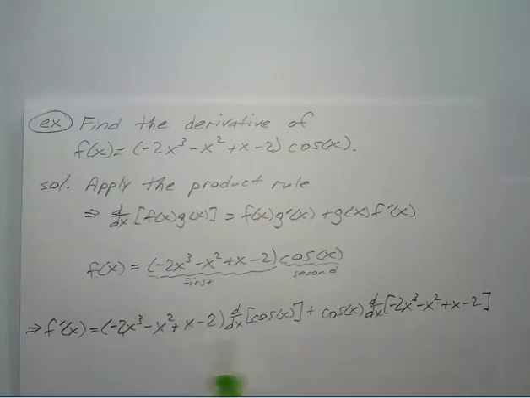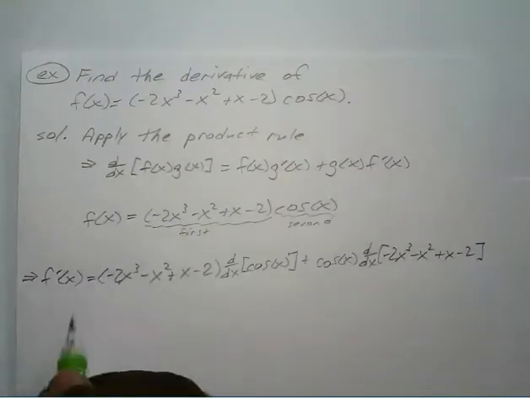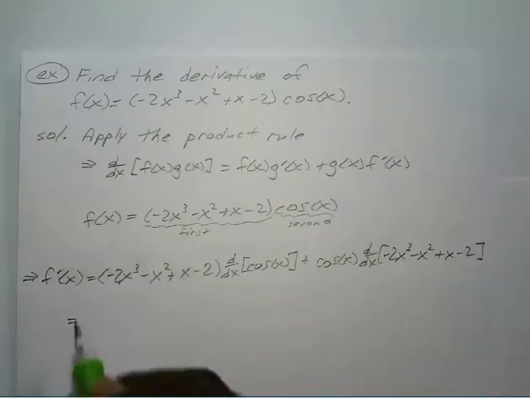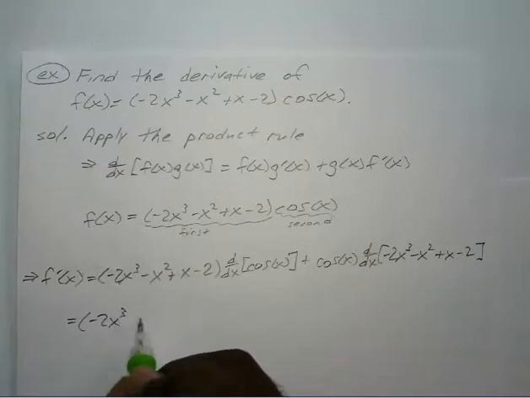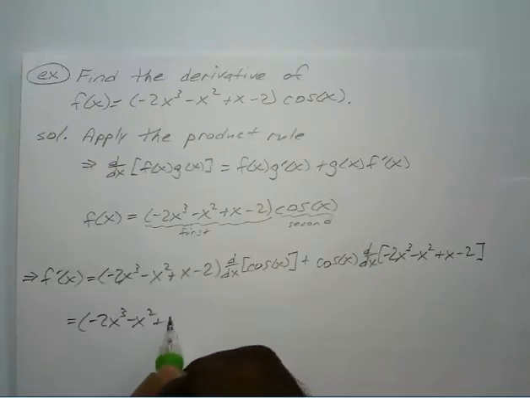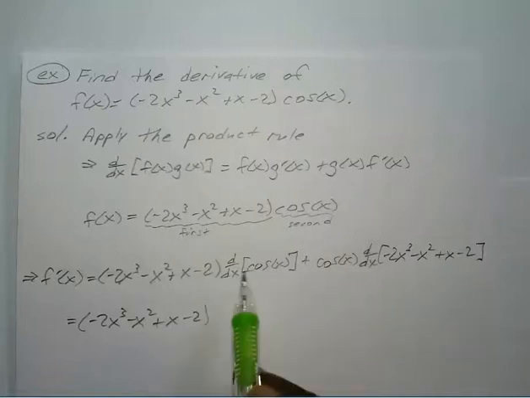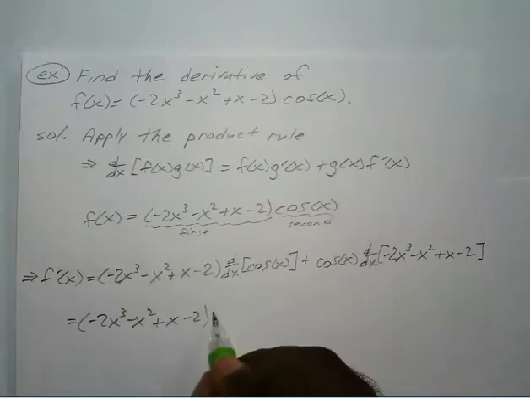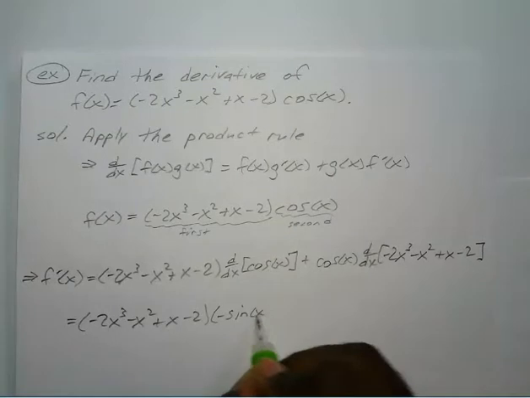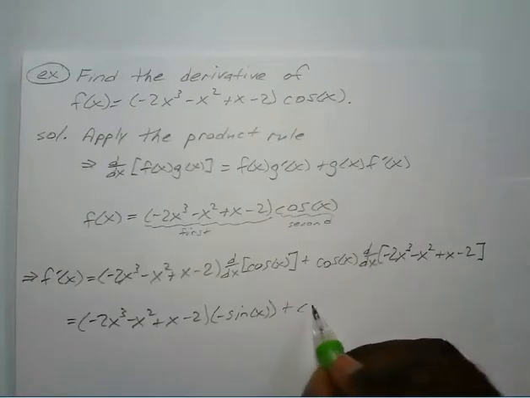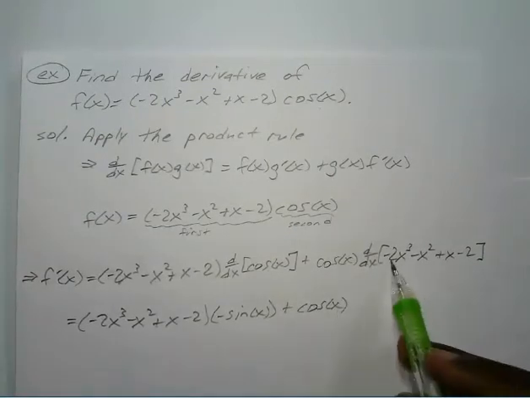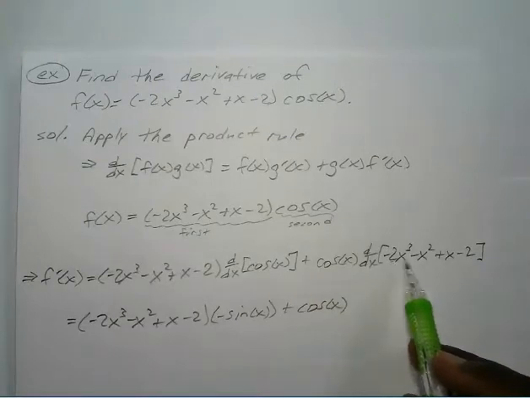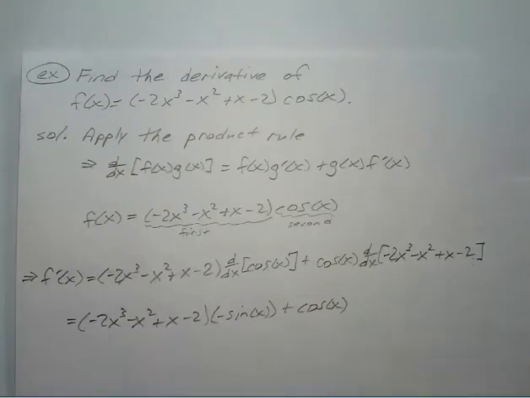Okay, so you have the first function times the derivative of the second plus the second function times the derivative of the first. Alright, so now let's go ahead and simplify those. So that's going to equal, you have the first, negative 2x to the third minus x squared plus x minus 2 times the derivative of cosine, which is negative sine of x, plus cosine of x times the derivative of negative 2x to the third minus x squared plus x minus 2.